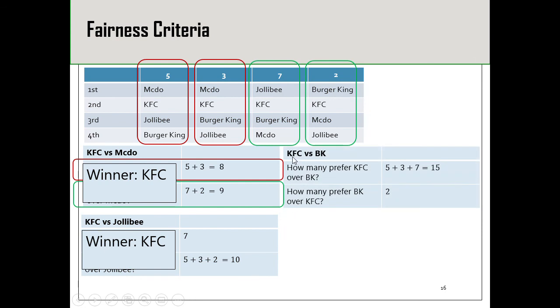And then next, let's pair KFC and Burger King. So let's count how many people prefer KFC over Burger King. So we have 5 plus 3 plus 7, that's a total of 15. Whereas the number of people that prefer Burger King over KFC is 2. So in this case, the winner is KFC. Now notice that KFC wins all of its head-to-head battles. So in this case, the Condorcet winner is KFC.